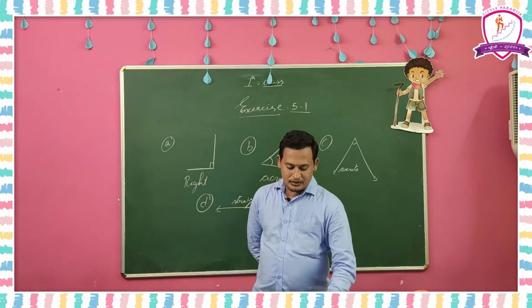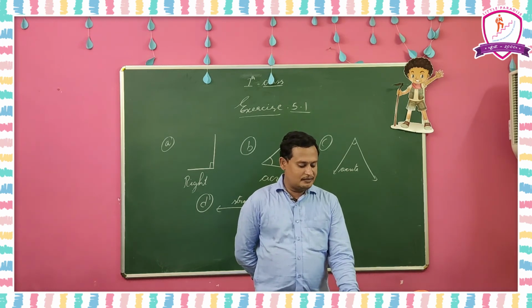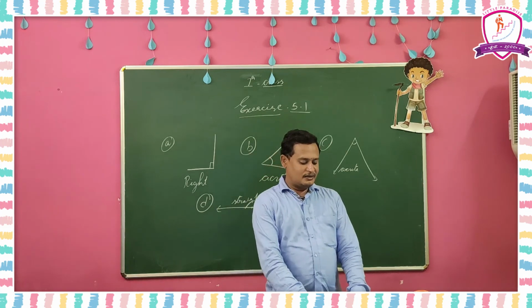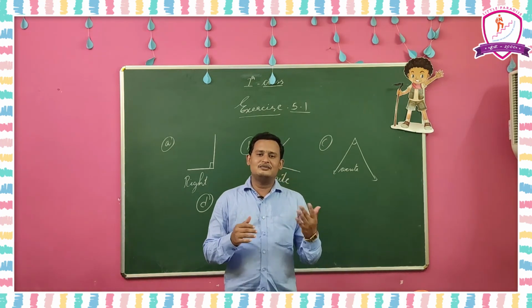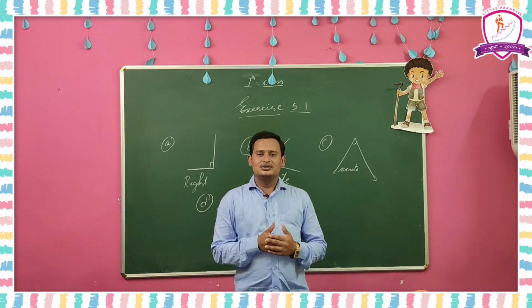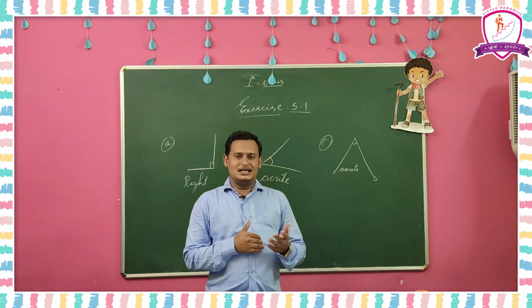Understood? So like this you have to complete exercise 5.1. We have completed exercise 5.1. Tomorrow we are going to discuss pairs of lines, parallel lines, intersecting lines. Those concepts we will discuss in the next session. Okay, thank you.